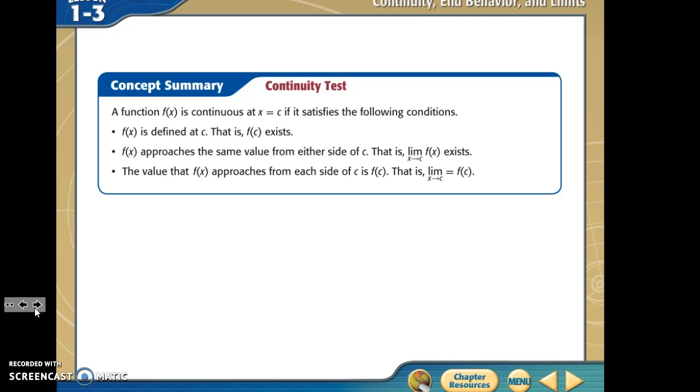All right, so then if both of those check out, the value that f of x approaches from either side of c is f of c. So does the limit as x approaches c equal that same value? So it's kind of like checking these out and then doing the calculations for this, and then comparing to see if everything works out.